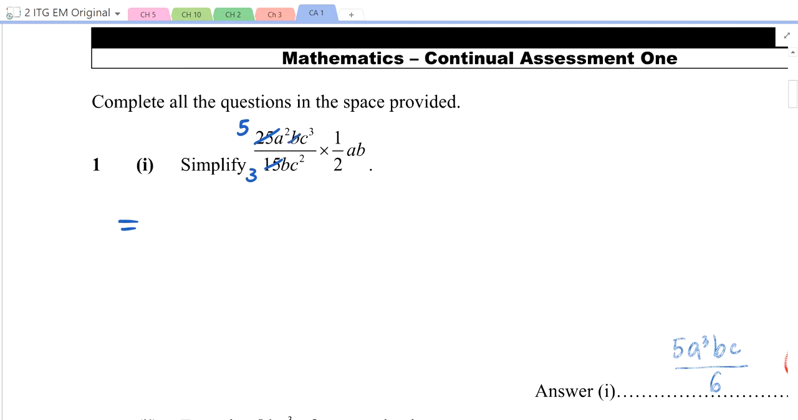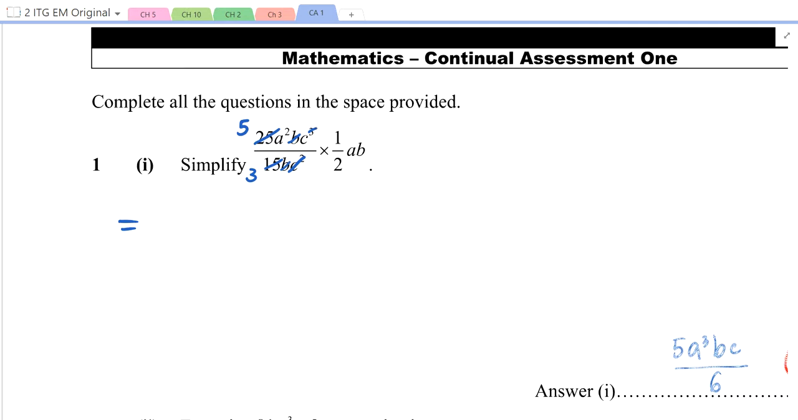Then I've got b in the numerator and ab in the denominator. Let us cancel them. I've got a c cubed in the numerator, I've got a c squared in the denominator. I can cancel again. So now I'm left with 5a squared c over 3 for my first fraction. Second fraction, I've got half ab.